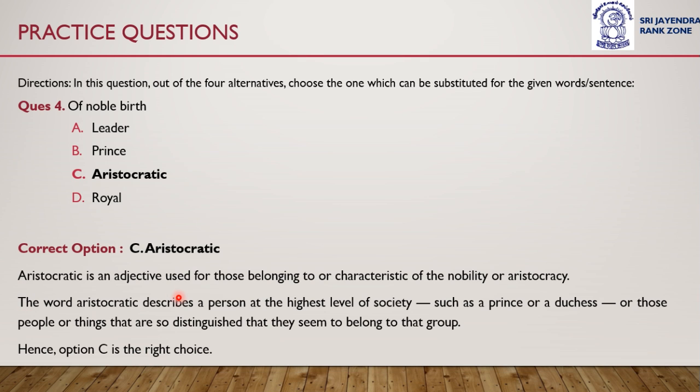So, aristocratic is an adjective which is used for those belonging to nobility or royalty. So, it describes a person at the highest level of the society. Hence, of noble birth can be replaced by aristocratic. Option C, aristocratic, is the right answer.